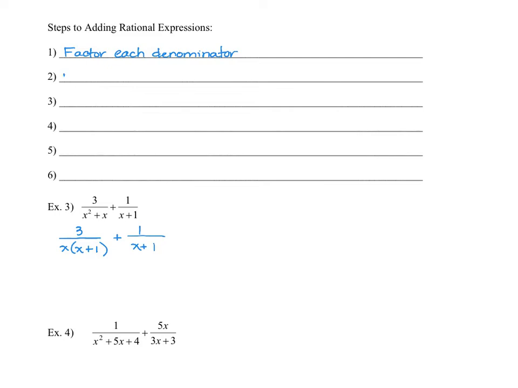The second step is to determine the LCD, or the least common denominator. In our case, the least common denominator is going to be x times x plus 1. The next step is to multiply both the numerator and the denominator of each fraction by the factors that are missing from the least common denominator. I'm going to simplify that a little bit to multiply by the missing factors.